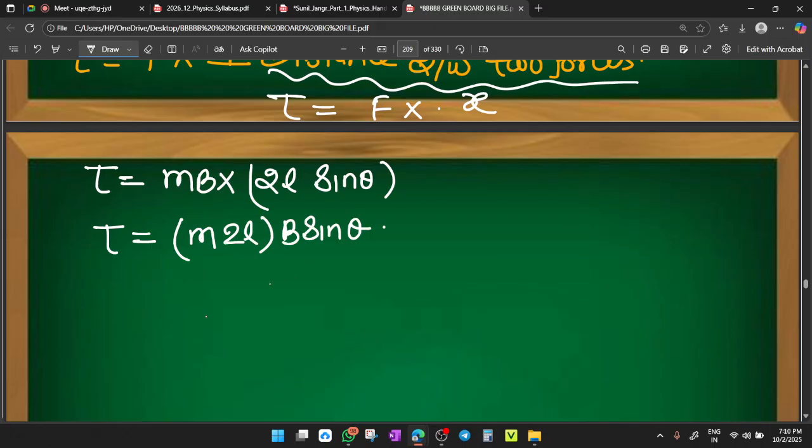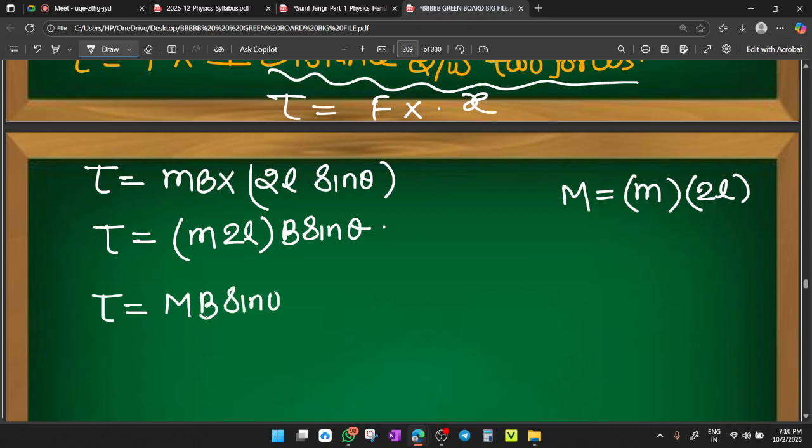Clear, beta? So this becomes m into 2L. In the first lecture we saw that the magnetic dipole moment M equals pole strength multiplied by the effective length of the magnet. So can you write here capital M? So MB sine theta, right? Done. So this is the torque. Now the vector form.